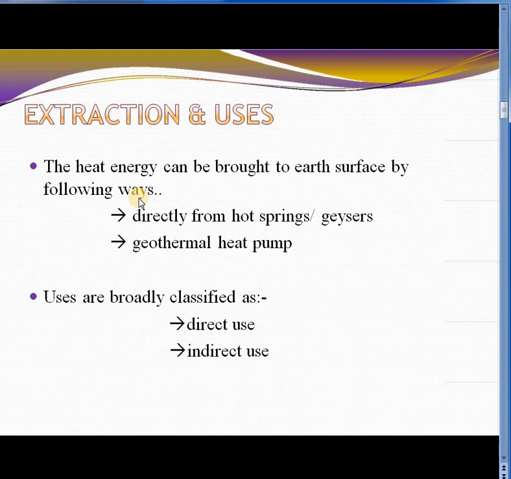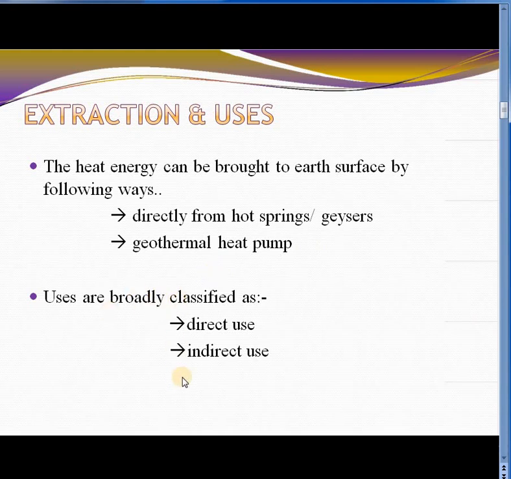The heat energy can be brought to the earth's surface directly from hot springs or geysers, and by geothermal heat pumps, and used. Either they can be extracted directly or indirectly. Directly, they are extracted using hot springs and geysers, and indirectly, they are used by geothermal heat pumps.